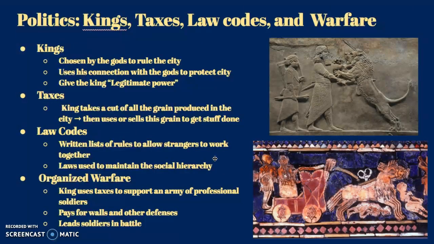Let's look a little bit more at kings and what kings did in Mesopotamian cities. So every Mesopotamian city had a king. And the kings were supposedly chosen by the gods to rule the city. And because the gods had chosen them, they would then use their special connection with the god to keep the city safe. And this system is what gave the kings their legitimate power. They got to do special stuff because they had a special relationship with the gods.